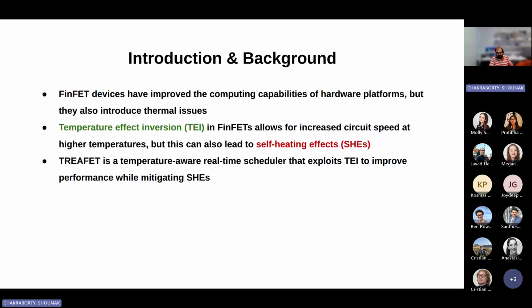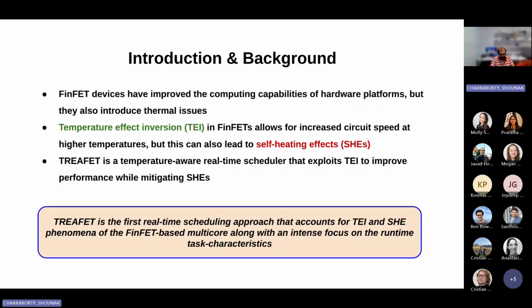FinFET devices have improved the computing capabilities of the hardware platform, but they also introduce thermal issues. As I mentioned, these are 3D devices, so they have their conductive filament or channel encapsulated by some thermal insulator. So heat is clogged within that particular channel, which is really bad for circuit health, because it can incur self-heating effects, or SHEs. Whereas temperature effect inversion, or TEI, is a good property, an upside at high temperature, because at high temperature circuit delay drops, so your processor will work a bit faster. And TreeFET is a temperature-aware real-time scheduler that exploits TEI to improve performance while mitigating SHEs.